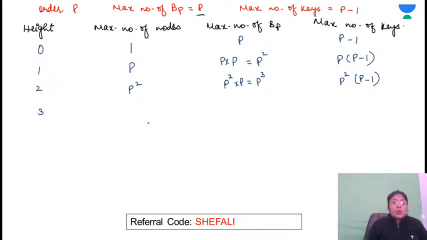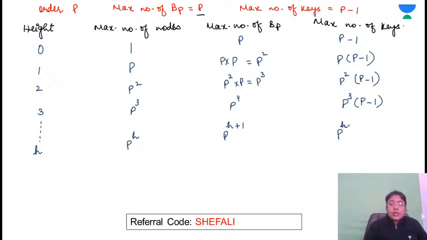Okay, so with height 3 it will be p cube, p raised to power 4, p cube into p minus 1. I hope you have observed the pattern. With height h, the number of nodes is p raised to power h, the number of block pointers is p raised to power h plus 1, and the number of keys is p raised to power h into p minus 1.